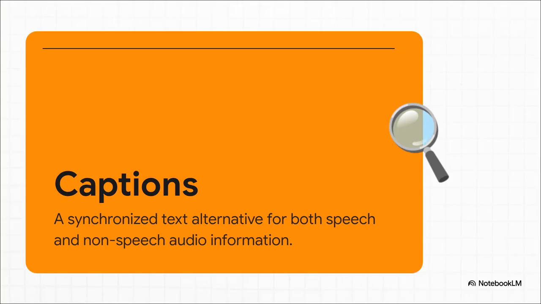So here's the official definition: a synchronized text alternative for both speech and non-speech audio. Now let's pause on that second part, non-speech audio, because that is the absolute key. This means captions aren't just a transcript of the words being said. No, they have to convey the entire audio experience.